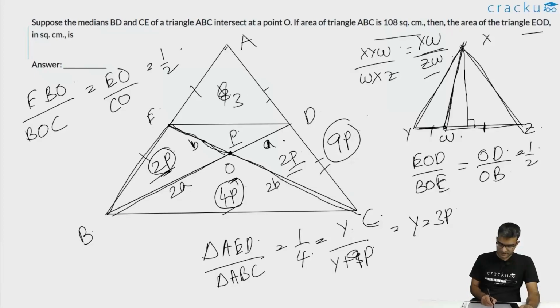So this is equal to 3p. And this bottom area is 9p. So the total area of triangle ABC will be 12p, which is equal to 108, or the value of p will be equal to 9 square centimeters.